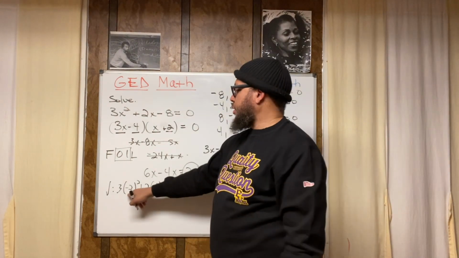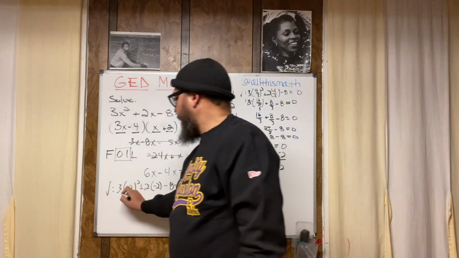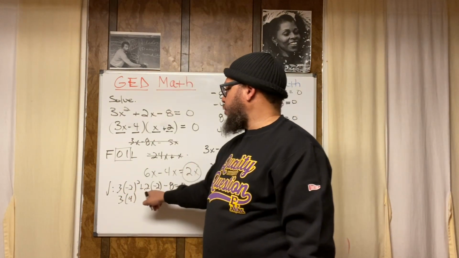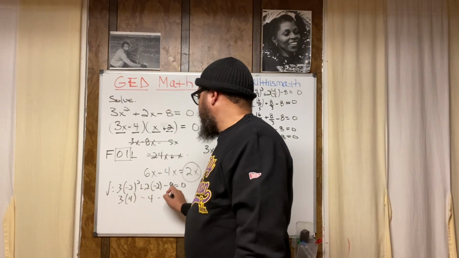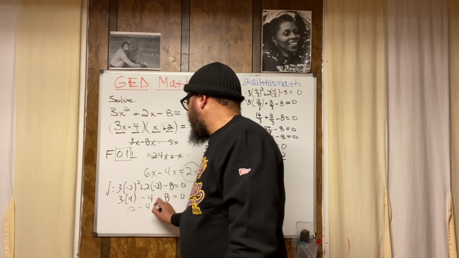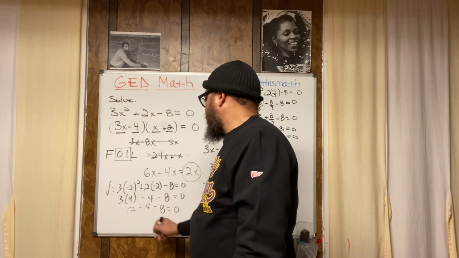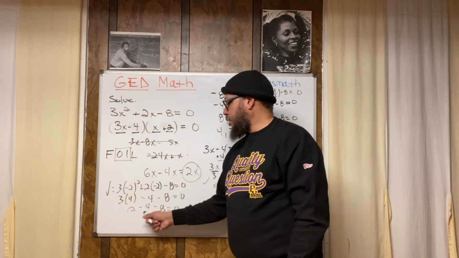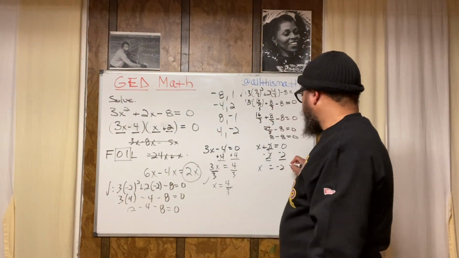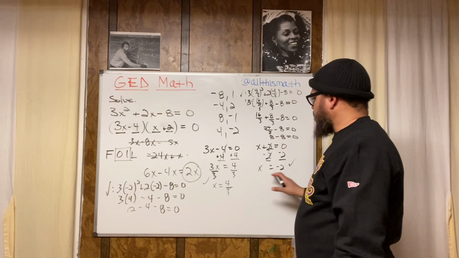Now, order of operations, negative 2 squared is 4. So that's 3 times 4. And then 2 times negative 2, that's minus 4. And then that's minus 8. 3 times 4 is 12. 12 minus 4 minus 8 equals 0. Now, is this true? 12 minus 4 is 8, and 8 minus 8 is 0. So this is good too. So these are two good solutions.